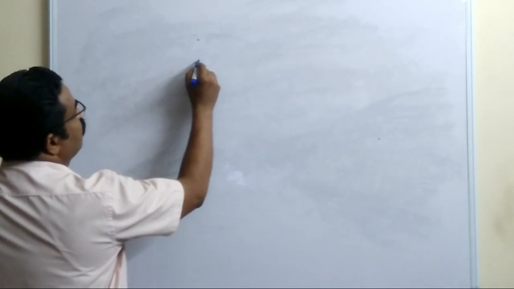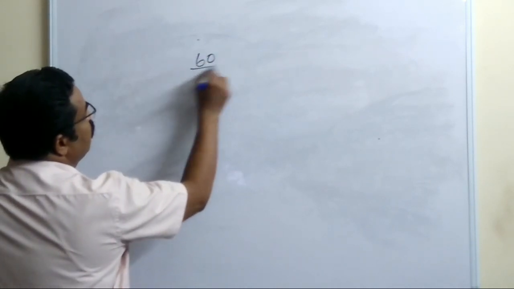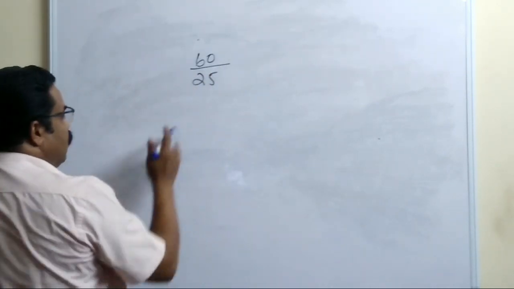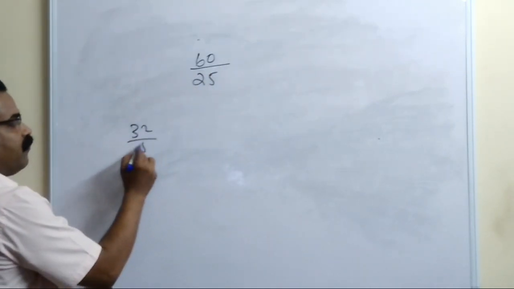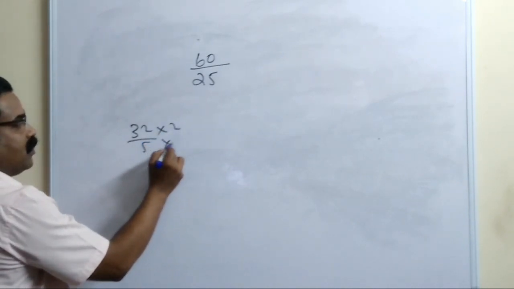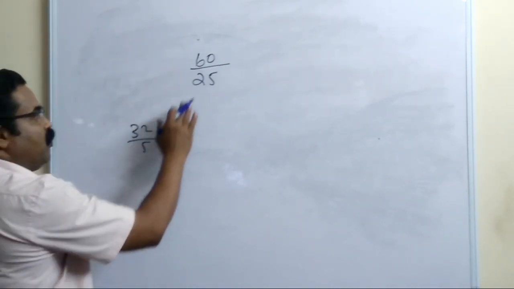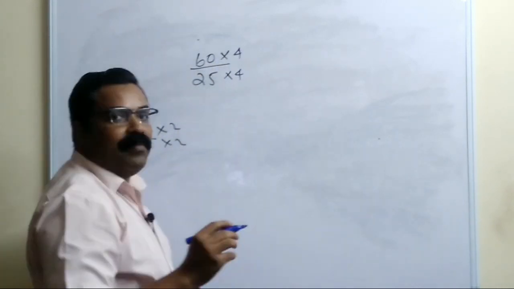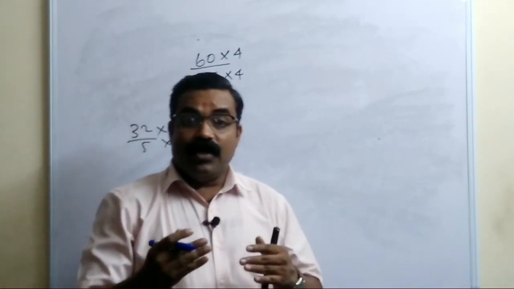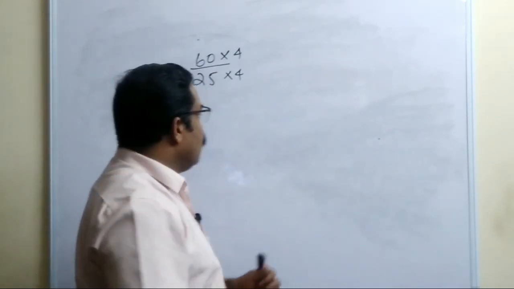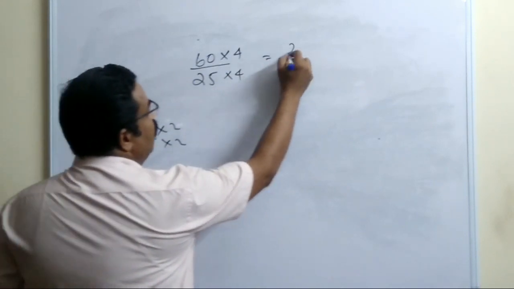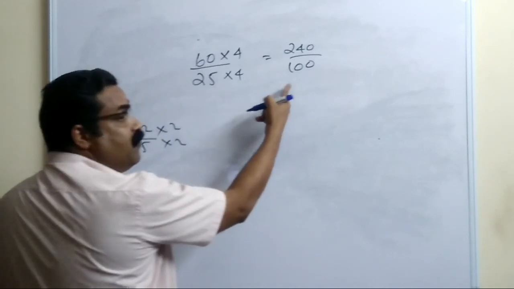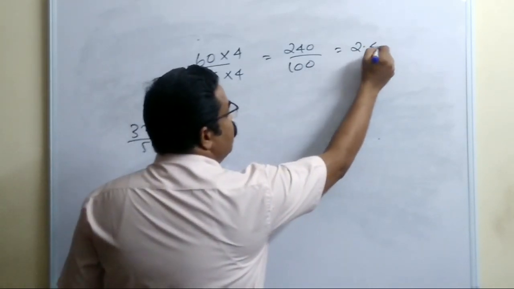You have to divide 60 divided by 25. So now we have seen 32 divided by 5, we are doubling it, just multiplying by 2. So when you have 25 here, you multiply this by 4. That means you are doubling it twice. So 60 multiplied by 4 will be 240 and 25 multiplied by 4 will be 100. Now it is easy for you to put the decimal point, it is 2.4.